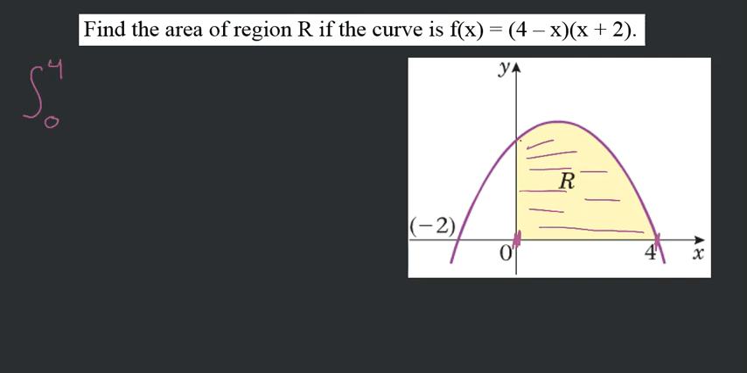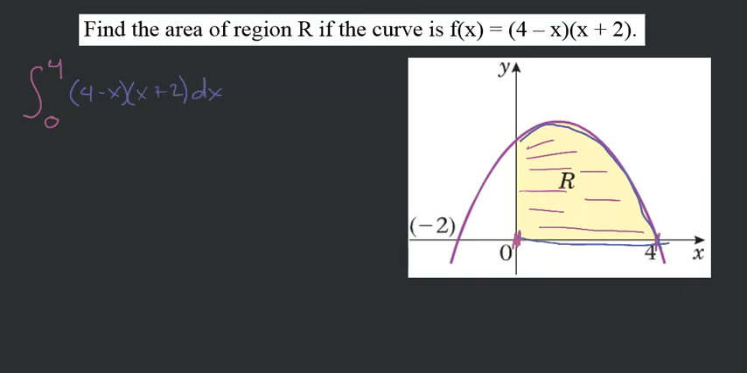So in this particular example, we are looking for this curve right here, which is going to give us, when we integrate from 0 to 4, the area under that curve, or I should say the area between the x-axis and that curve. So if we put that in here, we have 4 minus x, and then we have x plus 2.